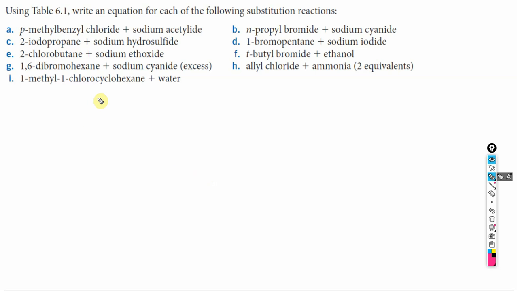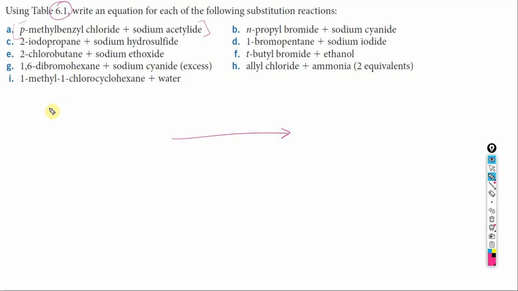So in this problem, we will try to predict the products of reaction based on the combination of reactants given in the question. And obviously, as we know, for a substitution reaction, we need a substrate and we need a nucleophile. So for the combination of reactants that are given here, we need to make sure we understand which one is a substrate and which one is a nucleophile. And table 6.1 shows you all the nucleophiles that can be used in these questions that you see here.